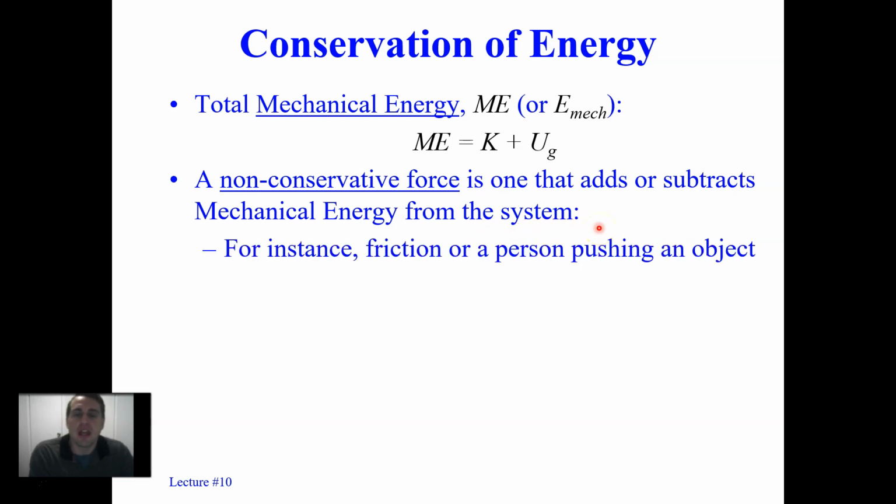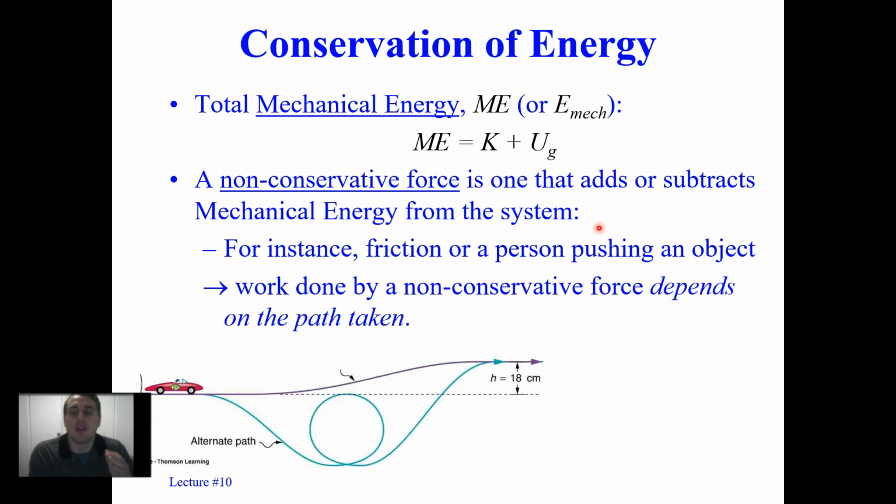For instance, friction on an object or a person pushing an object will be a non-conservative force that will add or take away mechanical energy to the system. Notice work done by a non-conservative force depends on the path taken. Notice that if we have a car here and we want the car to achieve a height of 18 centimeters, let's imagine this is a toy car, that toy car can either take the short purple path or it can take the longer alternate path with the loop-de-loop.